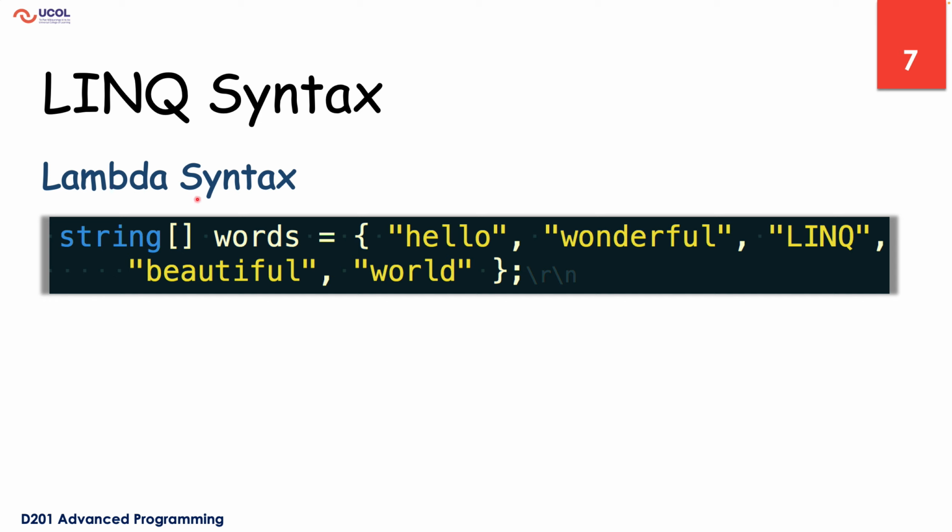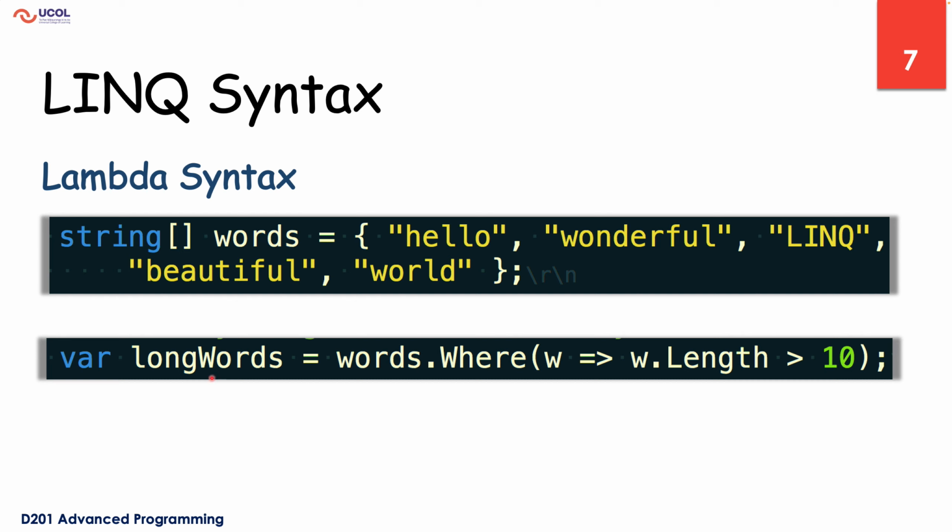So we have this particular lambda syntax. This is an array of words, and this is a lambda syntax that gets long words. Again, it's a query that we are writing. It will return me back a collection or list. So words.Where, rather than saying from word in words, we are saying words.Where(w => w.Length > 10).